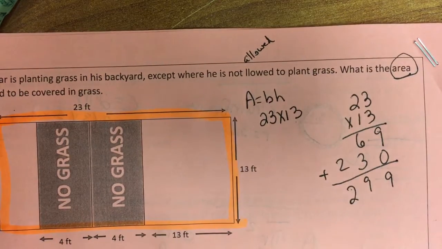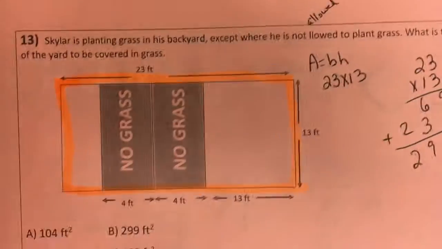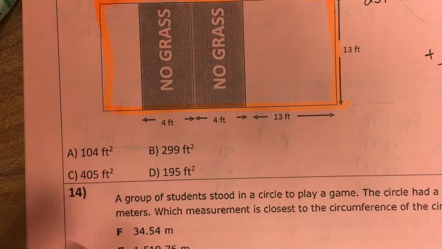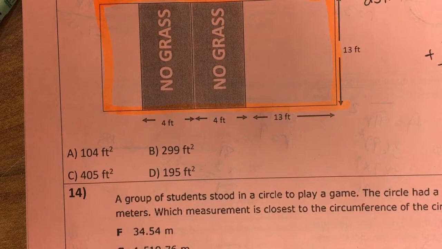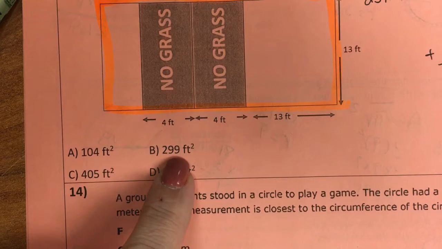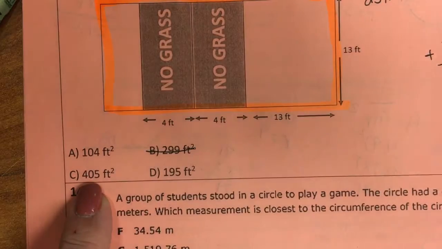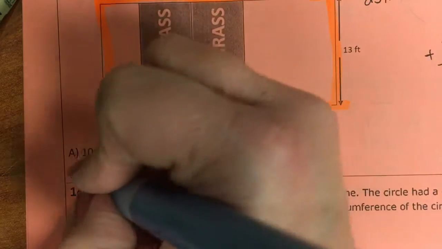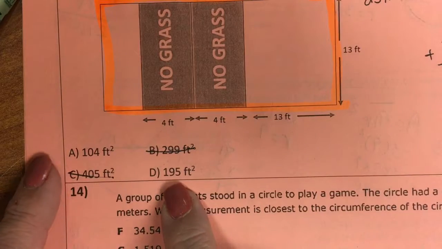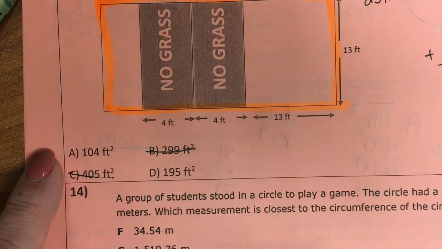All right, let's pause a minute and look at our answer choices. So we're finding part of the yard where there's no grass. So far, we're at 299. Can I get rid of anything? Well, I know it's not 299 because that's the whole yard, and I can't put grass in the whole yard. 405 is more than 299, so it can't be that either. So it has to be A or D, just from doing that first little step.